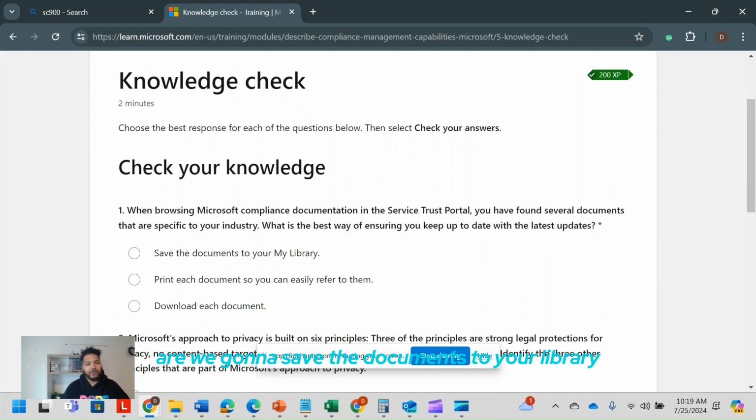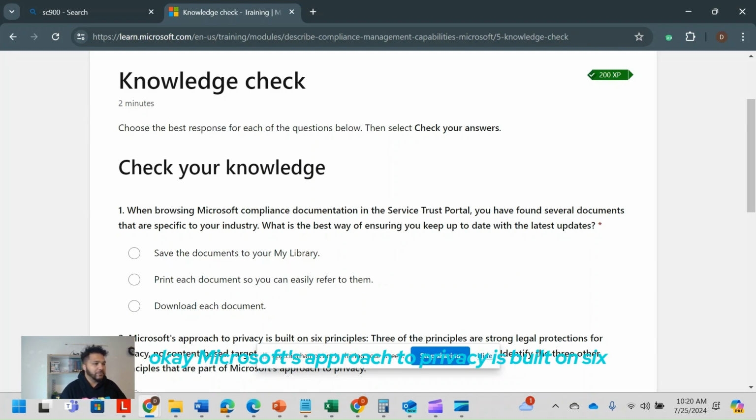Are we going to save the documents to your library? Are we going to print each document? Are we going to download each document? Remember, we want to stay up to date. Remember, if you put the document in My Library, it will auto update based on any updates that Microsoft might make. So it's going to be save the document to your My Library.